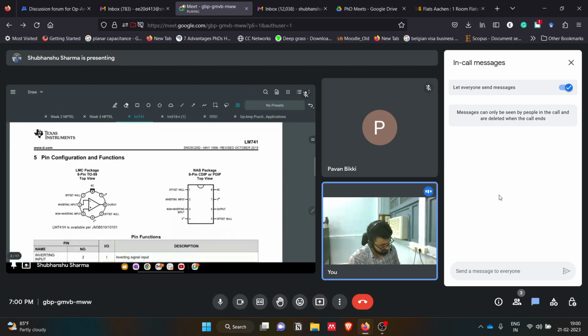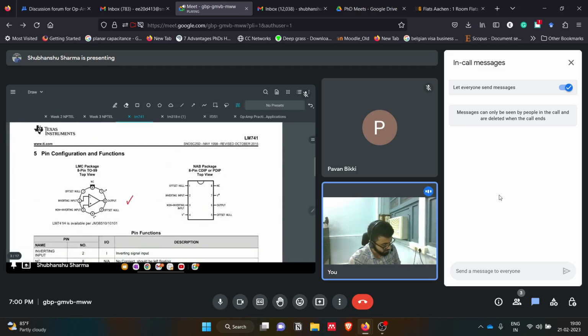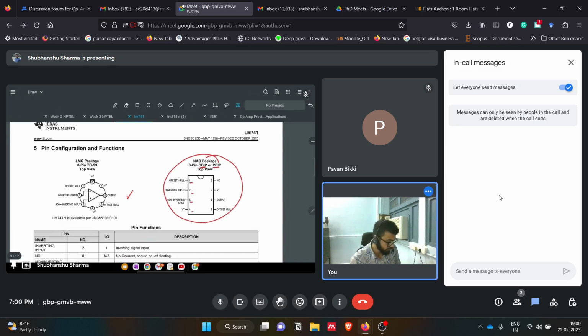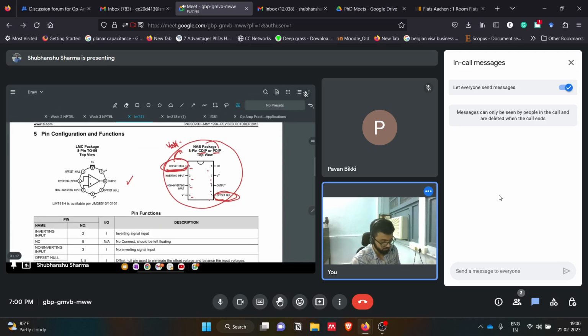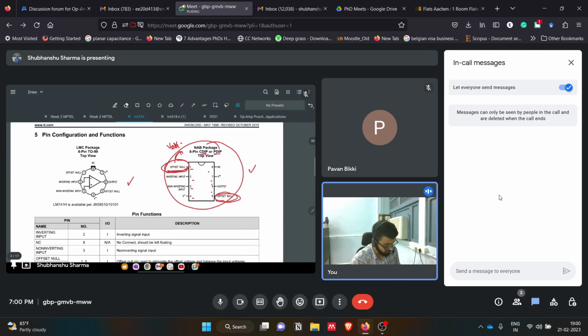Then we move to the pin configurations. So every IC comes in this form, which we say PDIP or CDIP. Each and every pin is designated for a particular operation. This IC is good also because there is an option for offset null. We saw this V offset thing and all. If we use these two pins, 1 and 5, we can make this offset null also. So that is one good part of this IC.